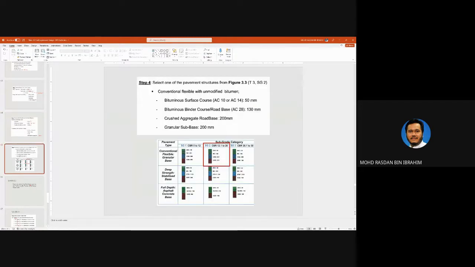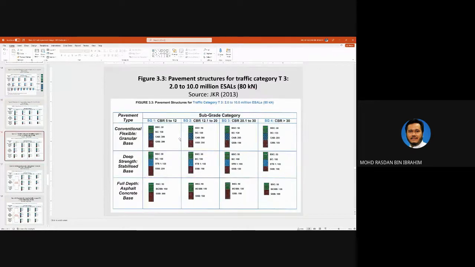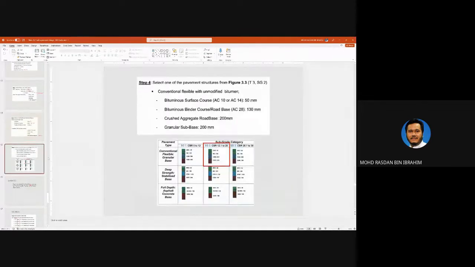Step 4, select from the figure. So you know that the characteristic is T3 traffic, SG2 subgrade. So you can choose from the tables. Inilah. So this is T2. Tadi berapa tu? T3 ke T2? And SG2 kan? T3, SG2. Ini, somewhere here. So you choose from this table. So you have one of the options here.